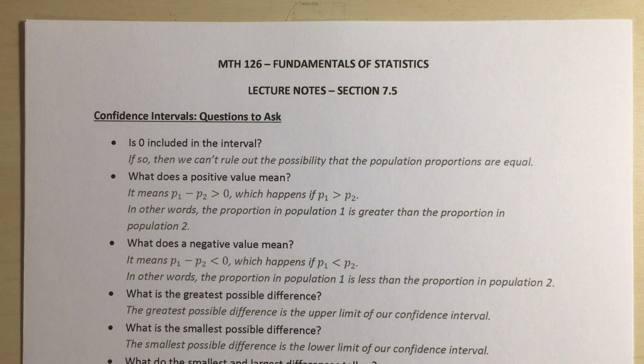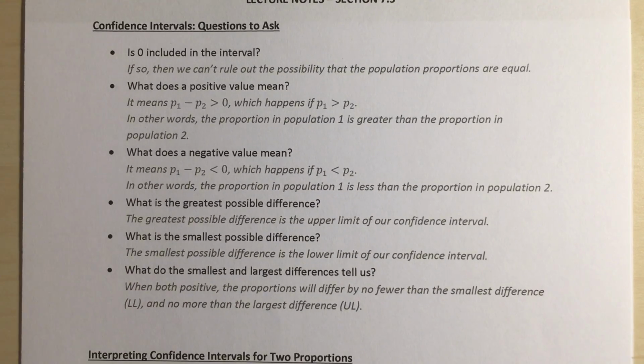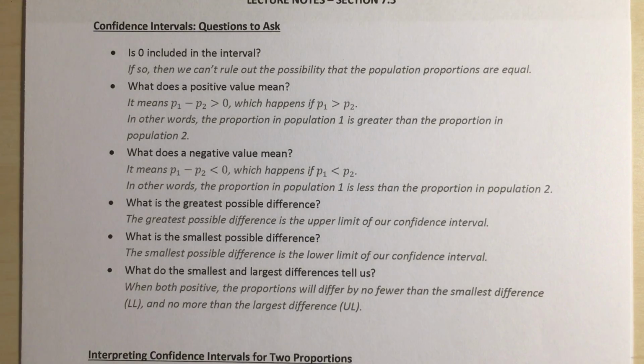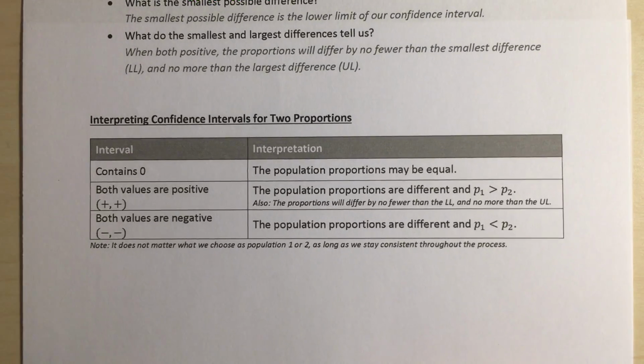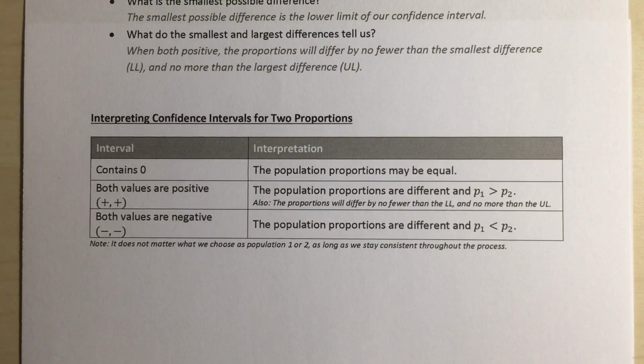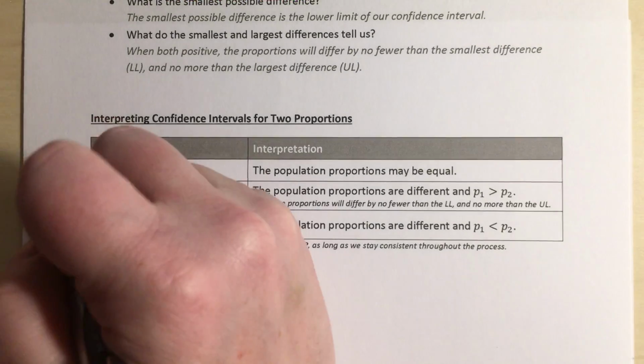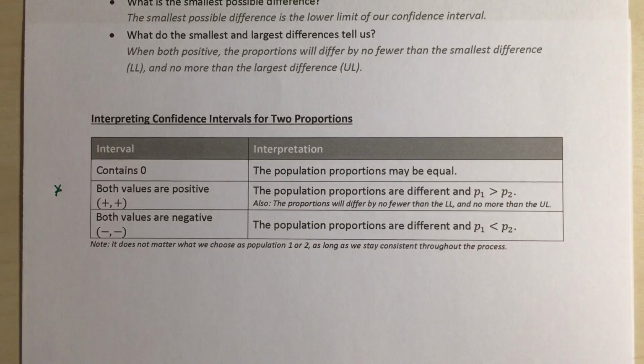So we want to see if 0 is included in the interval, and we also want to pay attention to signs. The greatest possible difference is the upper limit of our confidence interval. The smallest possible difference is the lower limit of our confidence interval. When both are positive or both are negative, we get some information which we can further use in our interpretations. So, when we're interpreting our confidence intervals for our two proportions, we're going to want to come back and look at this table.